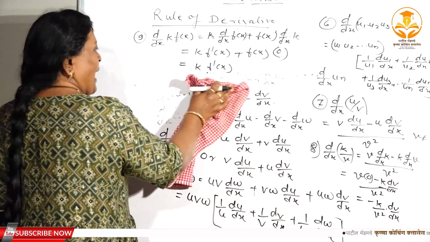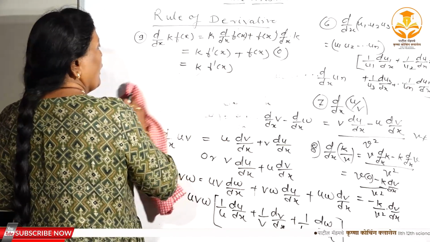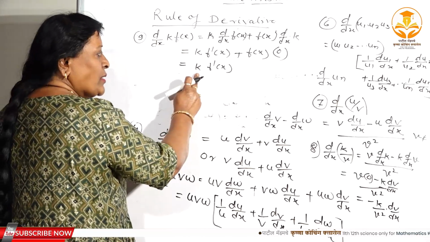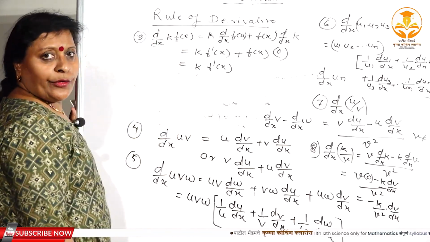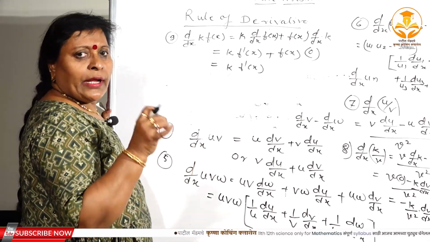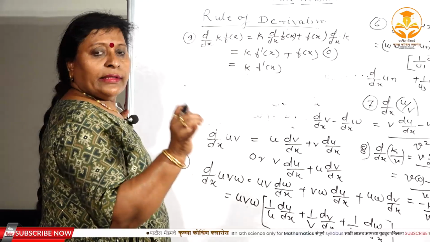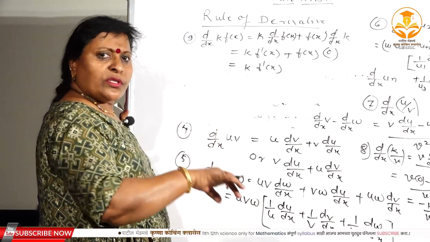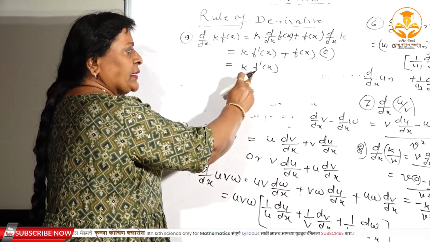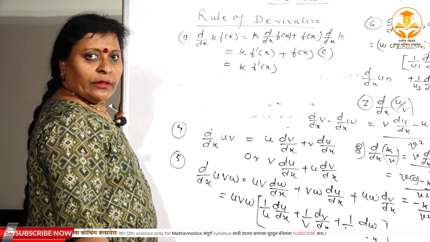Means what is the actual application here? See, whenever a constant is multiplied to a function, the constant remains as it is, take the derivative of the function. And the derivative of a simple constant, आणि नुसता जर कॉन्स्टंट असेल तर त्याची डेरिव्हेटिव्ह काय येतो 0. पण तोच कॉन्स्टंट जर फंक्शनला मल्टिप्लाय होत असेल तर कॉन्स्टंट रिमेन ॲज इट इज, टेक द डेरिव्हेटिव्ह ऑफ ए फंक्शन.